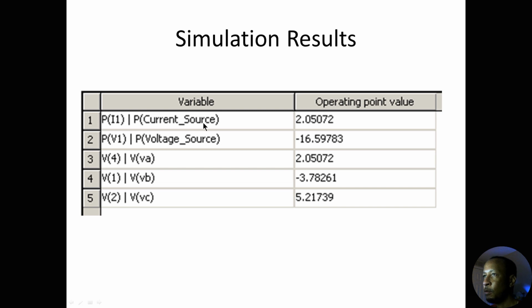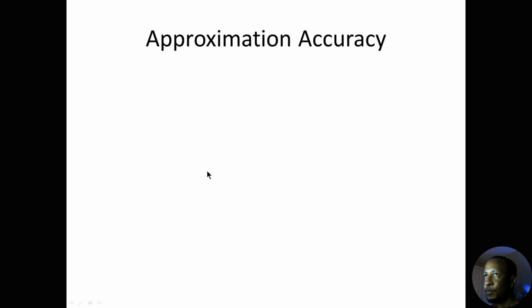Okay, so simulation results. It's a good idea to check this over with some simulation results. And what I have here for the power of the current source is 2.05072. For the power of the voltage source, I have negative 16.59783. For VA, I have 2.05072. For VB, I have negative 3.78261. And for VC, I have 5.21739. And so about some approximation accuracy here.